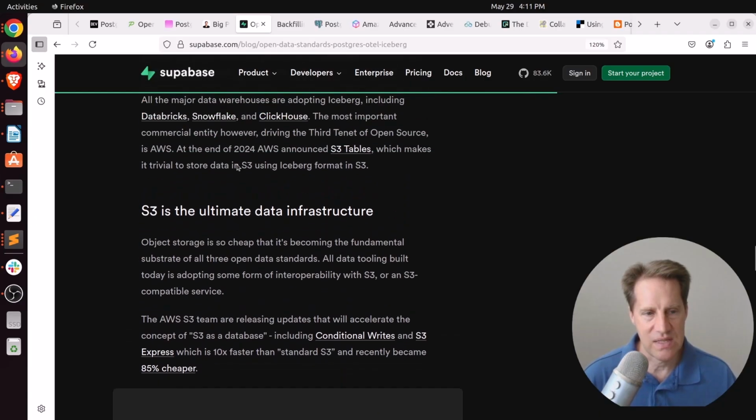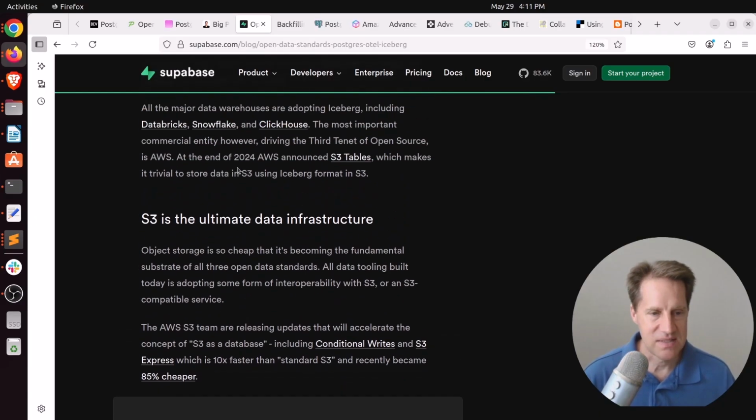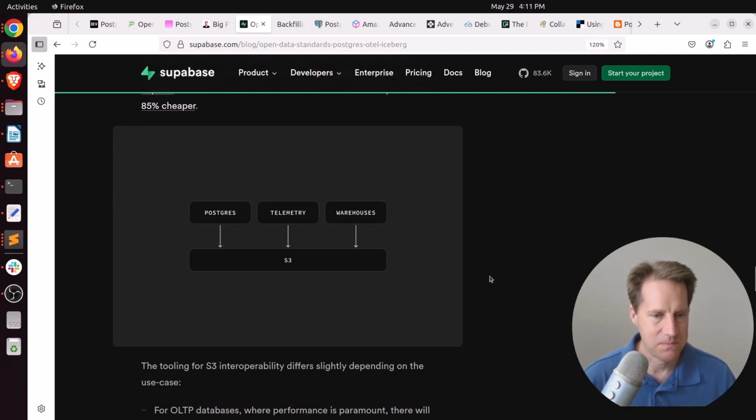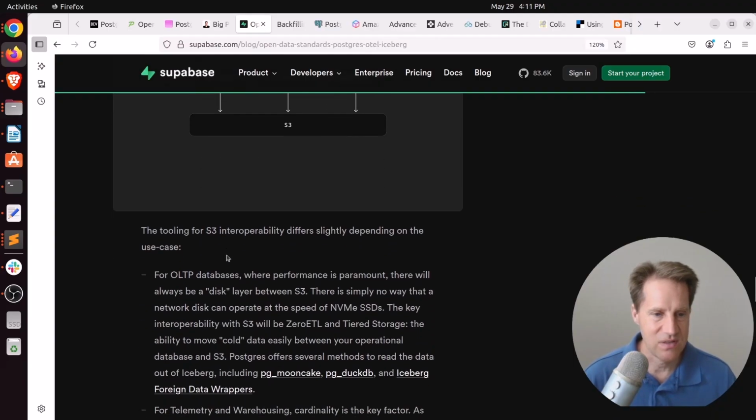But he also throws in S3 as well, because he's seen it as the ultimate data infrastructure standard. In other words, a way to store data, and a lot of people are using it, particularly to store data warehousing files, and AWS is making enhancements such as S3 Express, which is 10 times faster than standard S3, and actually just became 85% cheaper. And eventually maybe Postgres is going to be writing and reading to S3 to a certain extent.